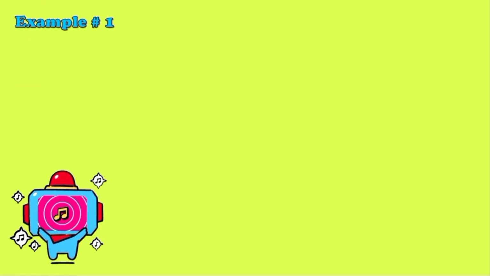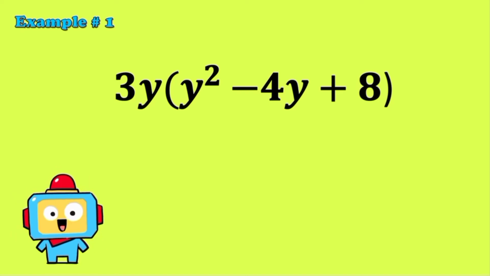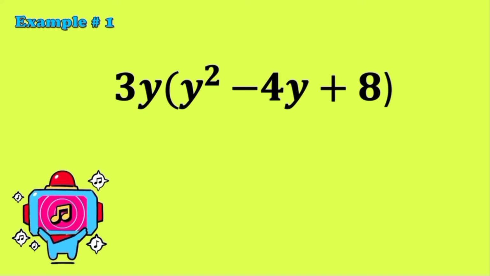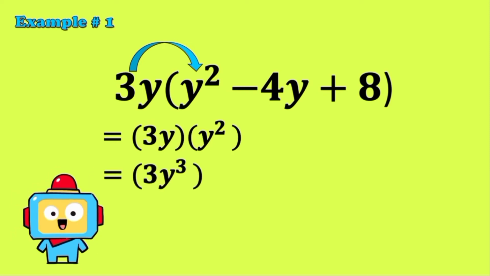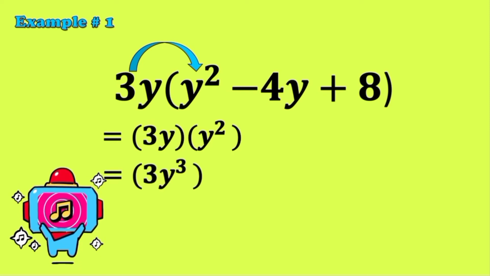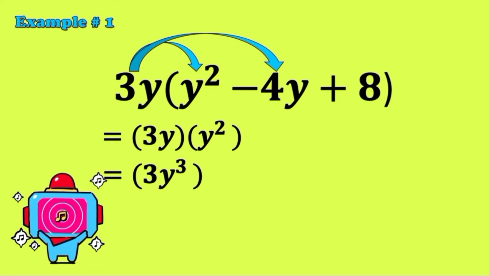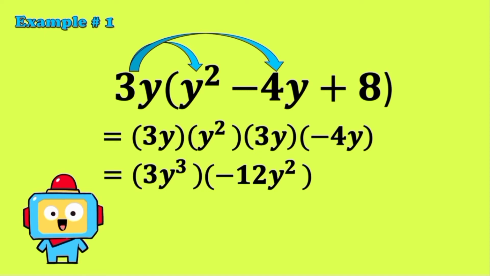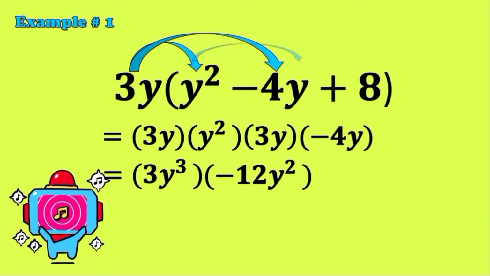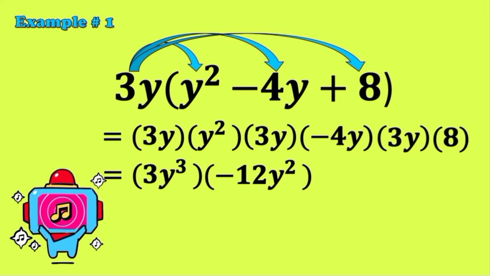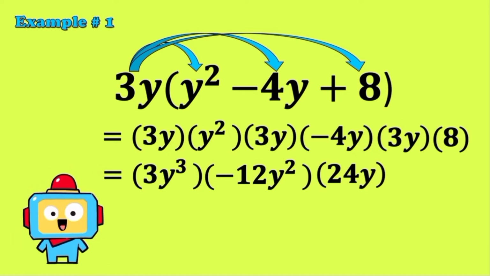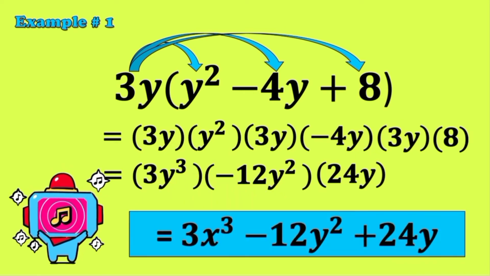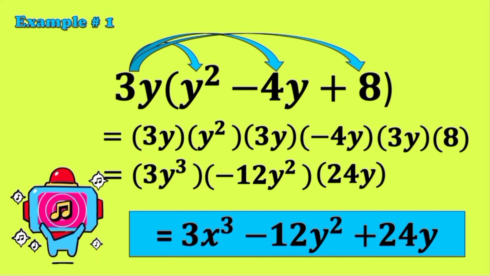Example number 1. 3y multiplied by y squared minus 4y plus 8. We will distribute 3y to each term of the polynomial. First, we have 3y multiplied by y squared. We have 3y cubed. Next is 3y multiplied by negative 4y. Our answer is negative 12y squared. Lastly, we have 3y multiplied by 8. Our answer is 24y. Then, simplify to get the final answer. Our final answer is 3y cubed minus 12y squared plus 24y.